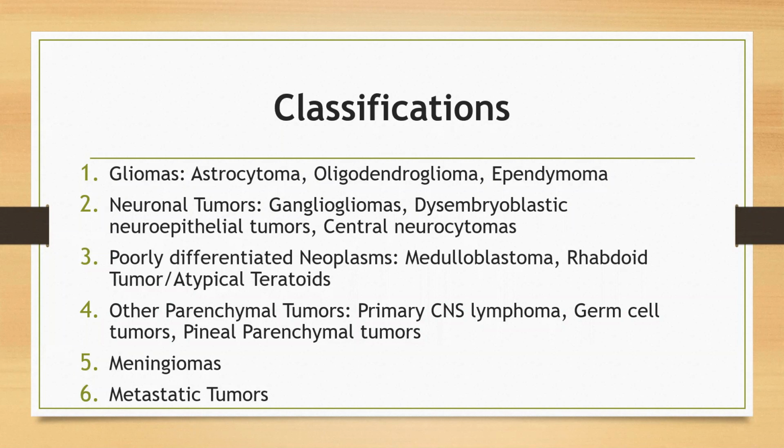One is glioma, which includes astrocytoma, oligodendroglioma, and ependymoma, and next, neuronal tumors, which include gangliocytoma, dysembryoplastic neuroepithelial tumor, and central neurocytoma. Then the third type is poorly differentiated neoplasms, which include medulloblastoma and rhabdoid tumor, also known as atypical teratoid. Other parenchymal tumors include primary CNS lymphoma, germ cell tumors, and spinal parenchymal tumors. The fifth type is meningiomas, and last is metastatic tumors.